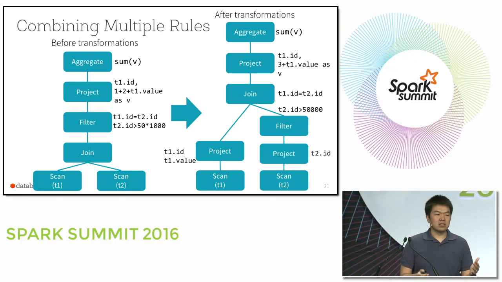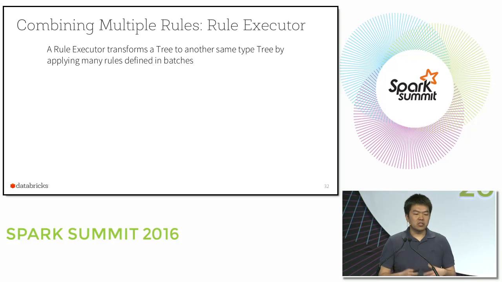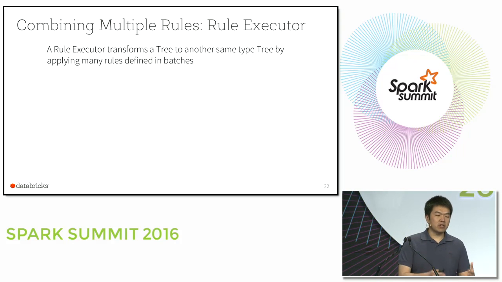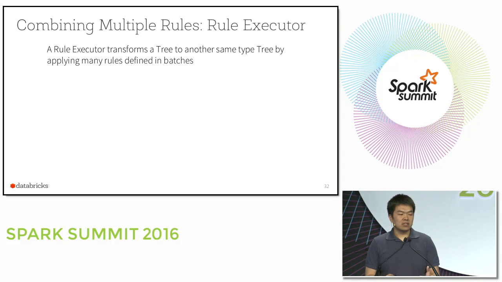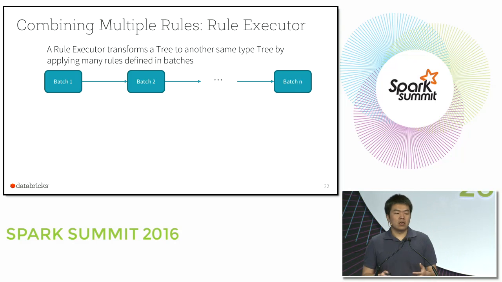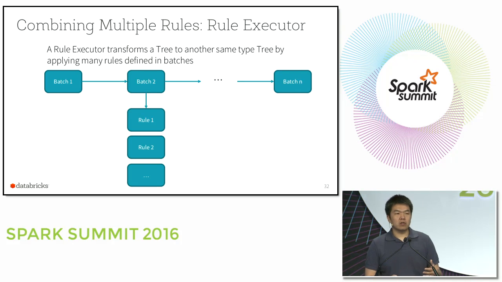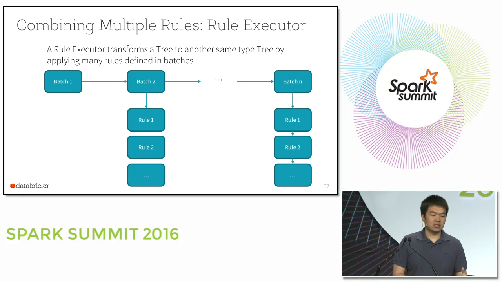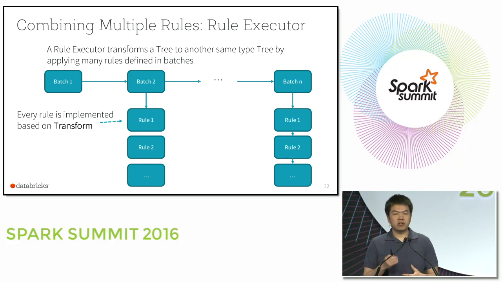So how is this transformation implemented? In Catalyst, a rule executor is basically used to transform a tree to another tree by applying many rules defined in batches. For every batch, we can have multiple rules. And every single rule is implemented based on the transform I introduced before.